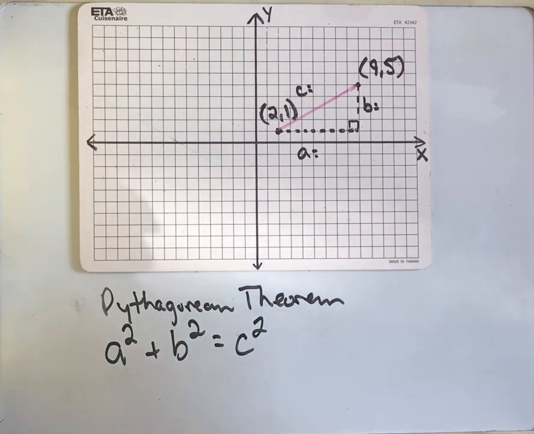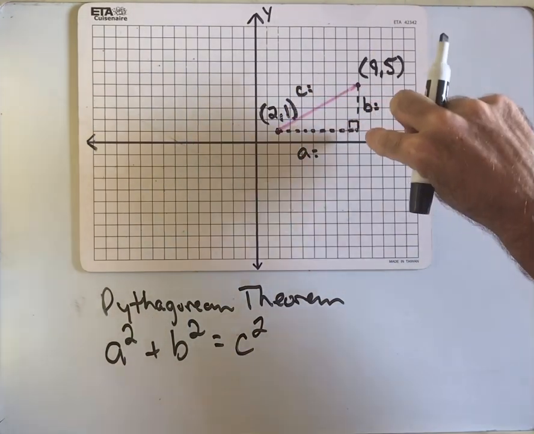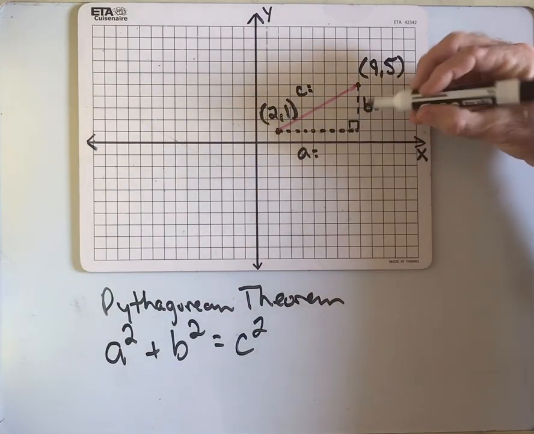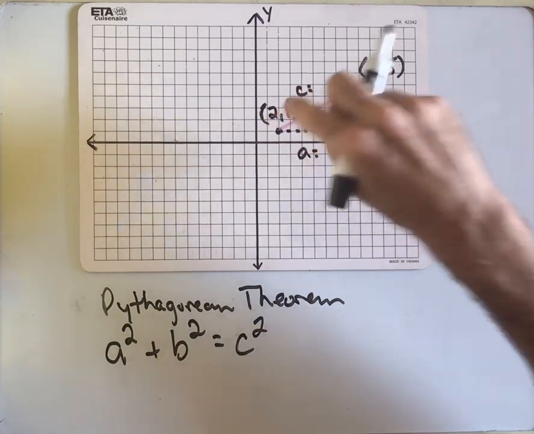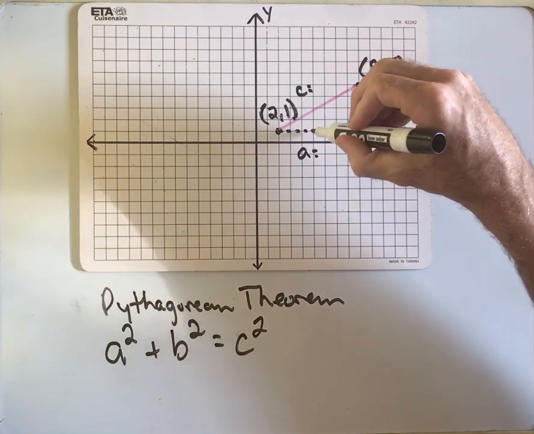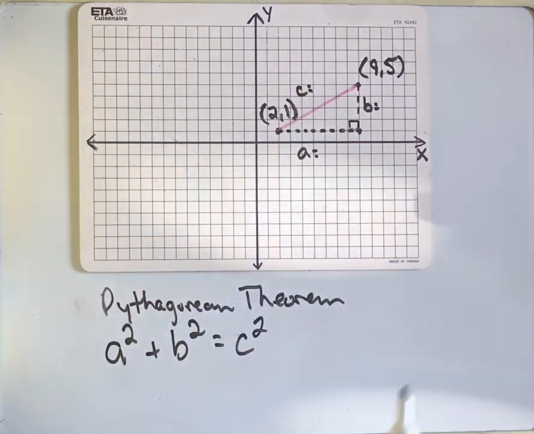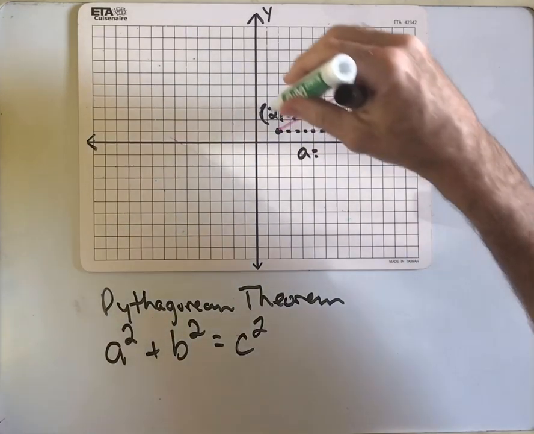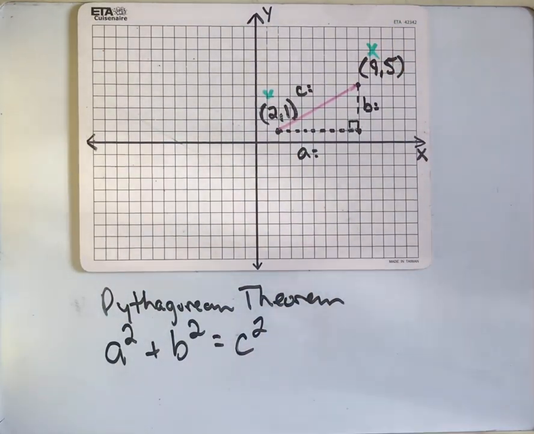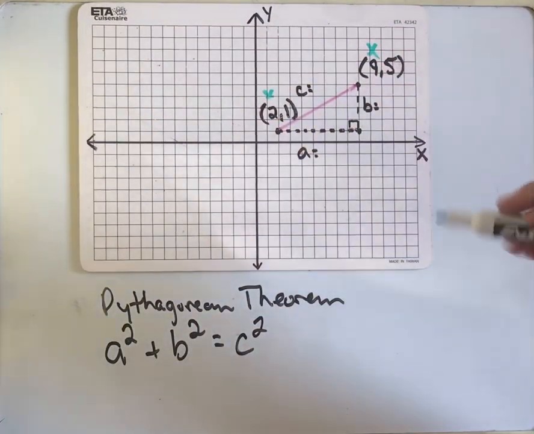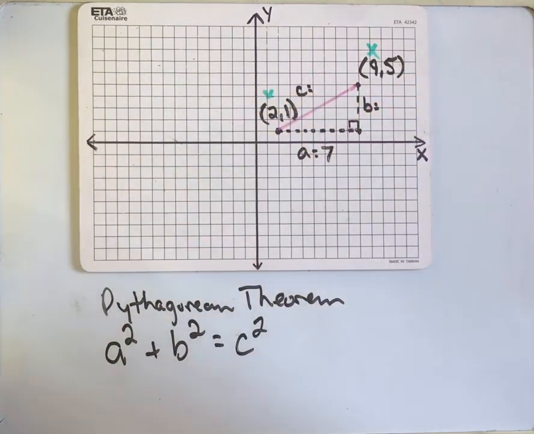Okay, so what we want to do is find the distance from this point here to this point here. We'll draw a little point in here, and then we want to count that distance. So it's 1, 2, 3, 4, 5, 6, 7. Well, we look here, the coordinates would tell us that. This is our x coordinates, right? And it's 7 units away. So we know that A is 7.